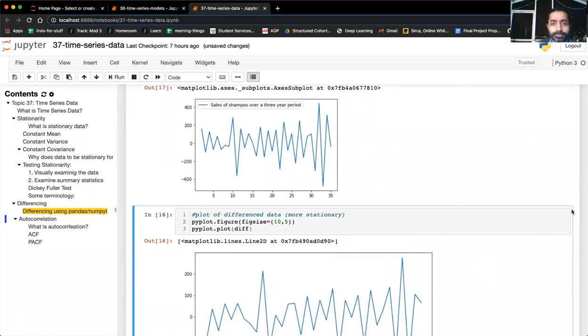Is there a limitation on that? You can difference as many times as you want, but the marginal value of differencing another time is going to get less and less. If you difference one time and you see that your Dickey-Fuller test is still giving you a p-value above 0.05, then difference another time and see if that helps.